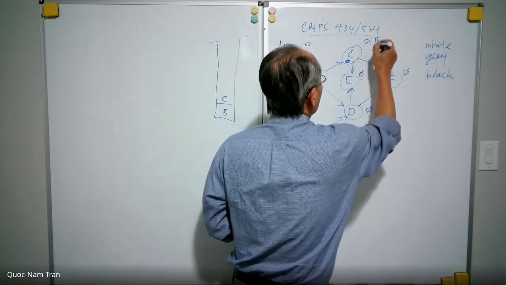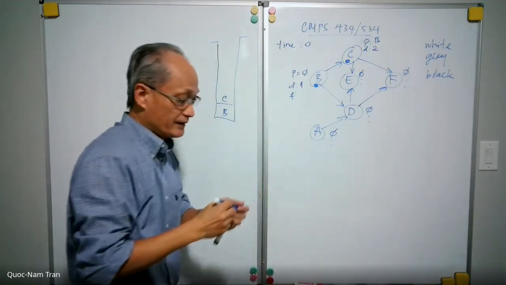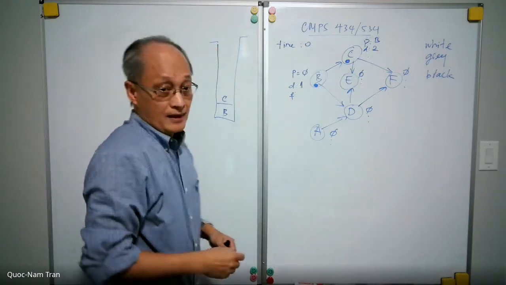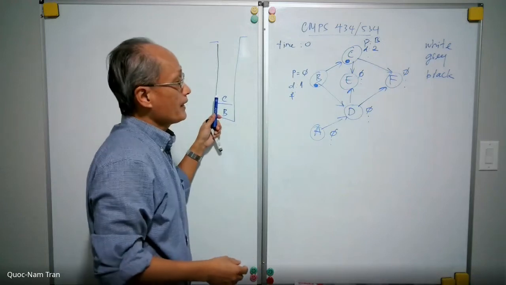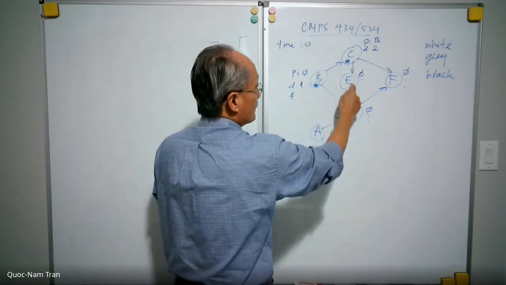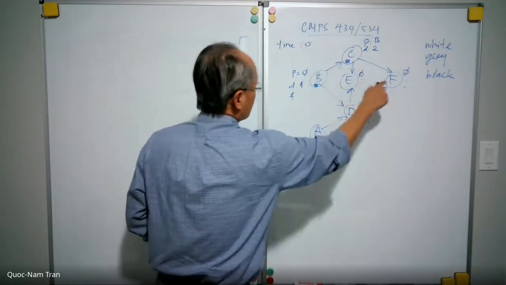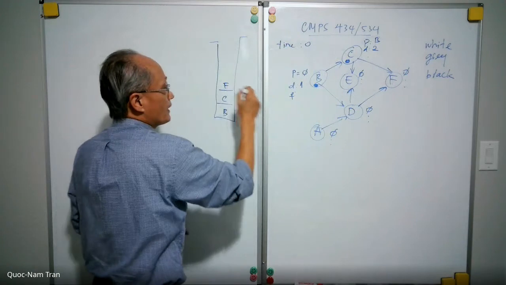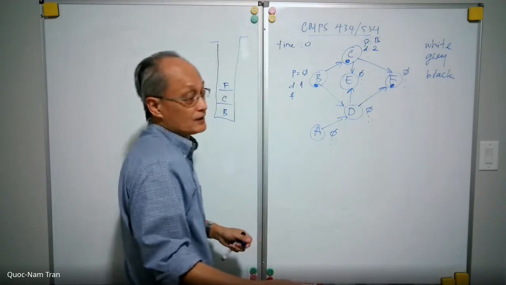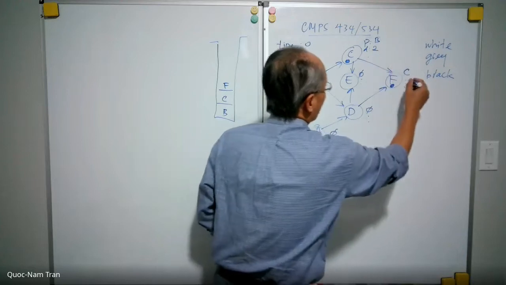The parent is B, and the first number is the discovery time, right? So now C is here. We will look at the adjacent vertices of C. In this situation, we have E and F, right? So we do the same thing. We add F into this by changing the color to gray, change the parent here to C, and then the discovery time to 3.